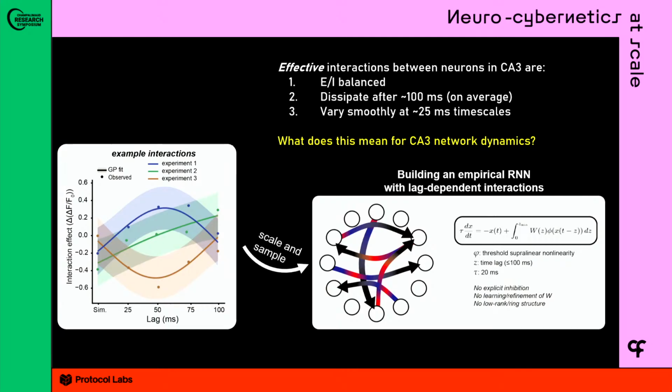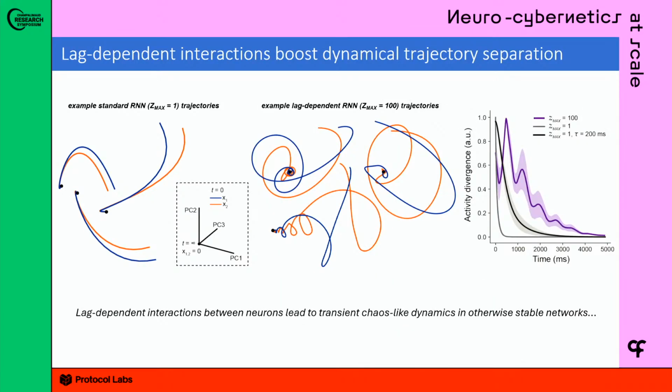So what do these empirical lag-dependent interactions add to the network? We simulated giving this network 2 input vectors that are very nearby in state space and seeing what it does with them. We can look at the trajectories. Immediately we see they're really funky looking. This in the middle is the empirical lag-dependent RNN. You give it 2 similar inputs, and they spin around all the way down to 0.